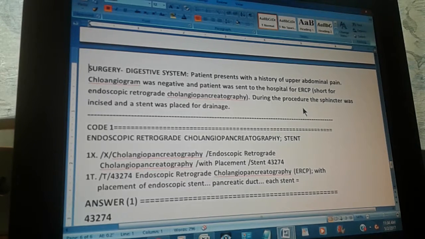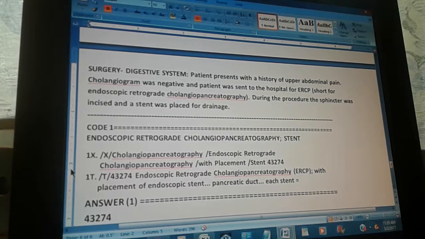Okay, this is the summary of the problem. It's a surgery and it's the digestive system. The patient presents with a history of upper abdominal pain. A cholangiogram was negative, and the patient was sent to the hospital for ERCP, short for endoscopic retrograde cholangiopancreatography. During the procedure, the sphincter was incised and a stent was placed for drainage. So there's only one code, and the keywords for this code are endoscopic retrograde cholangiopancreatography and stent.